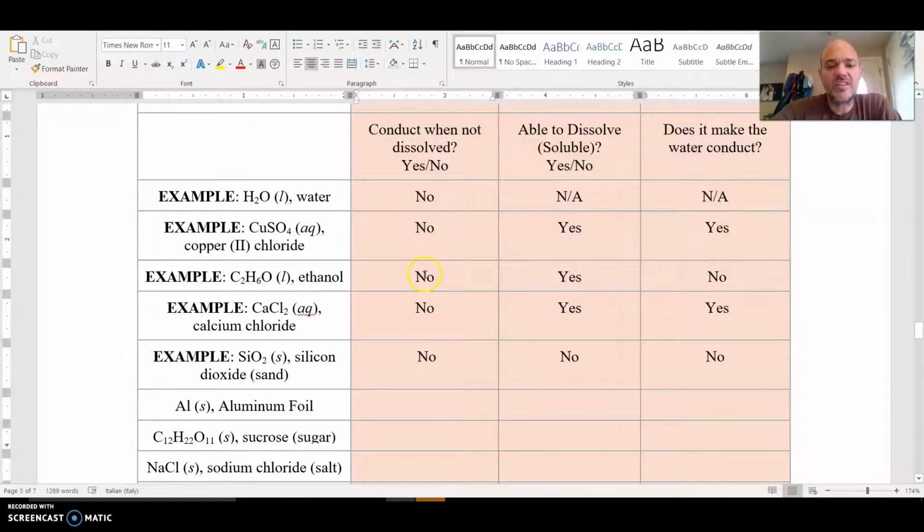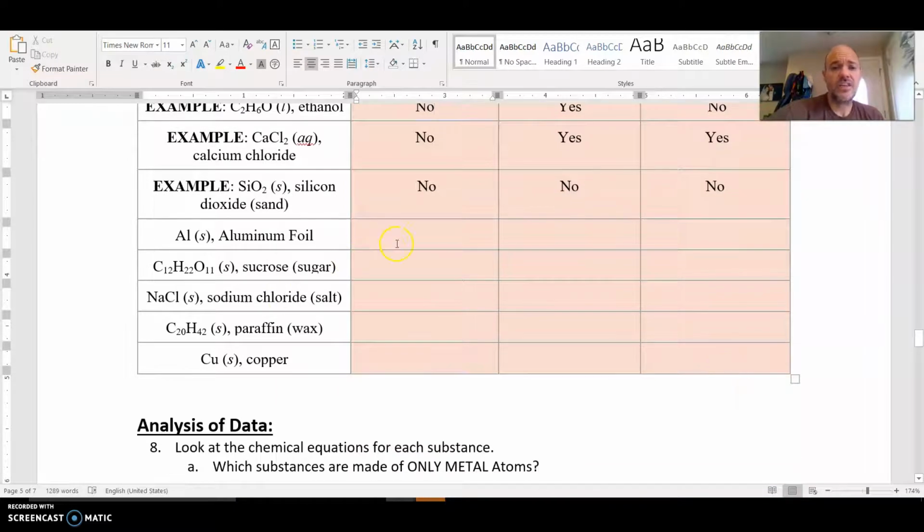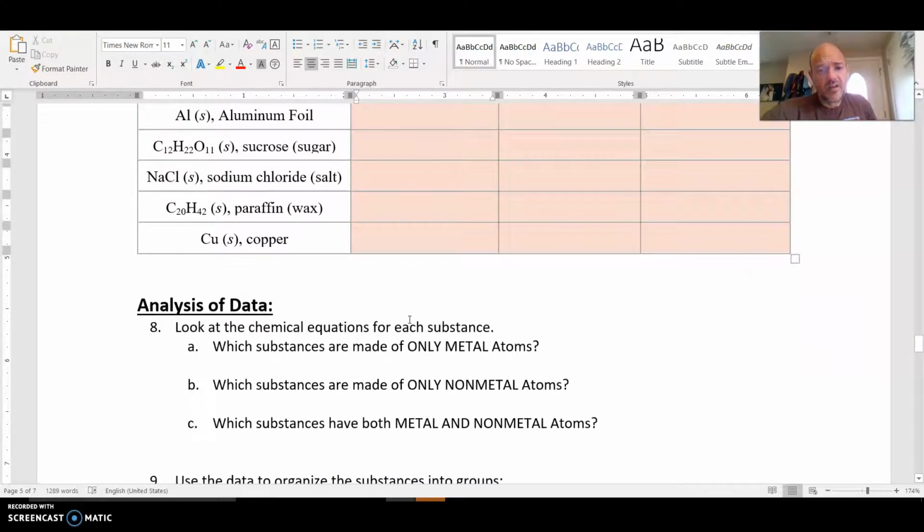Ethanol is a substance that is on this list. It does not conduct when not dissolved. It does dissolve, but then it does not make the water conduct. Calcium chloride does not conduct by itself. It was able to dissolve, and it does make the water conduct. Silicon dioxide, the sand, does not conduct, does not dissolve, and so does not make the water conduct. So then thinking about these last 5 substances here.